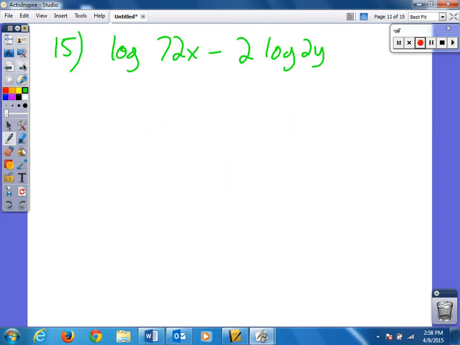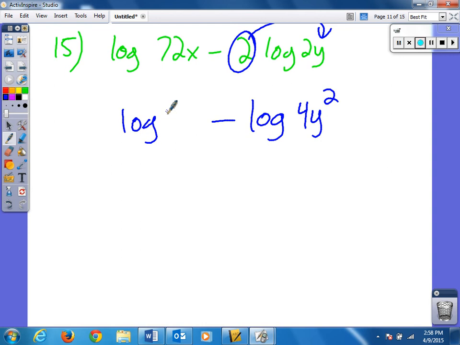Number 15. All right. So again, we have a number out front here that we want to bring up and make an exponent on the 2y. Again, make sure you raise both 2 and y to the 2nd power. A lot of you guys missed that. So we have minus the log of, then it's going to be 4y squared. And we have the log of 72x over here.